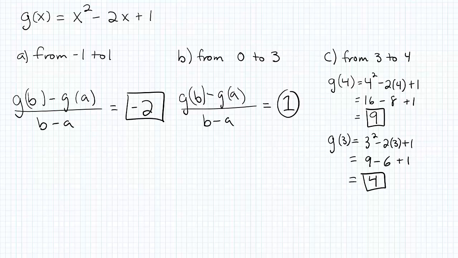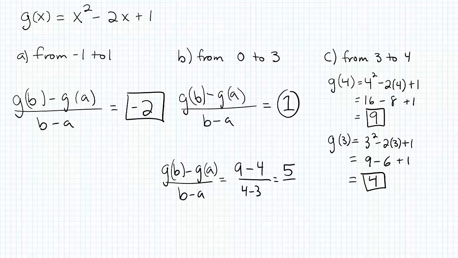All right, from here we're going to plug that into our g of b minus g of a expression, right? So g of b minus g of a over b minus a. And for us, that's going to be 9 minus 4 all over 4 minus 3. Well, 9 minus 4, of course, is 5, and 5 over 4 minus 3 is going to be 5 over 1, or in other words, the answer is just 5. So for C, the average rate of change for g of x is 5 from 3 to 4.